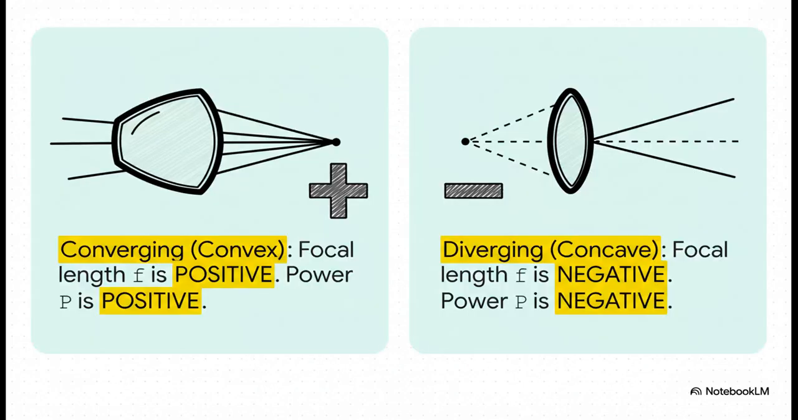Here's a quick cheat sheet that makes life so much easier. Converging lenses, the ones that are thicker in the middle like a magnifying glass, will always have a positive focal length and a positive power. Diverging lenses, which are thinner in the middle, will always have a negative focal length and a negative power. Just remember this little table and you'll nail the signs every time.